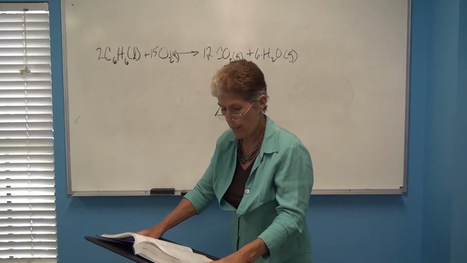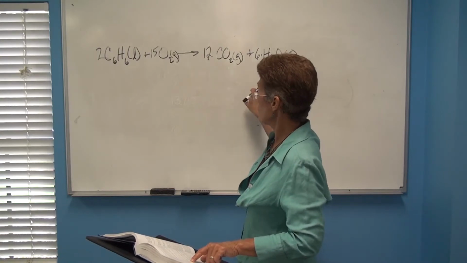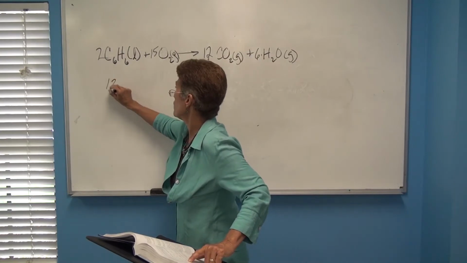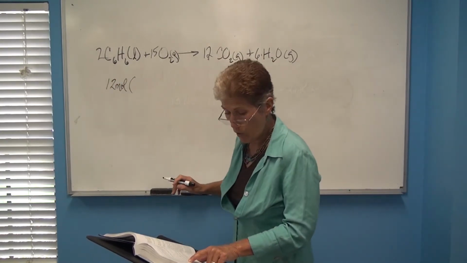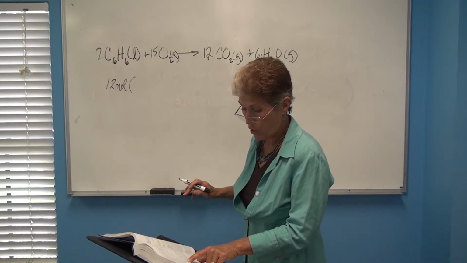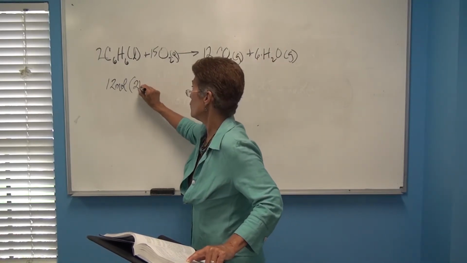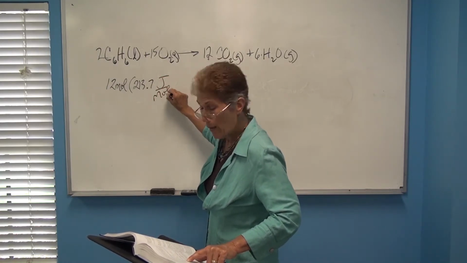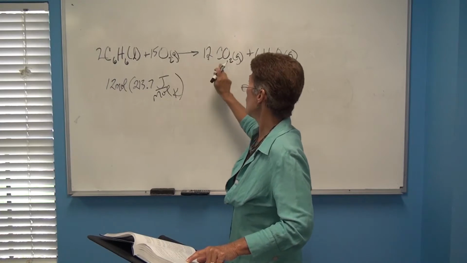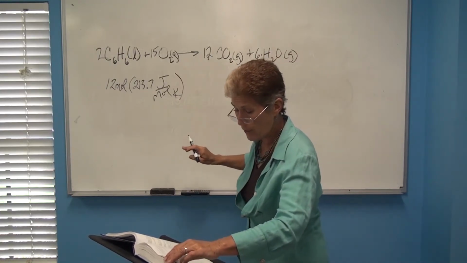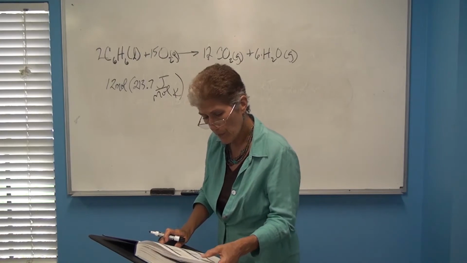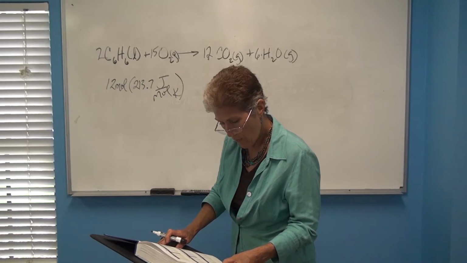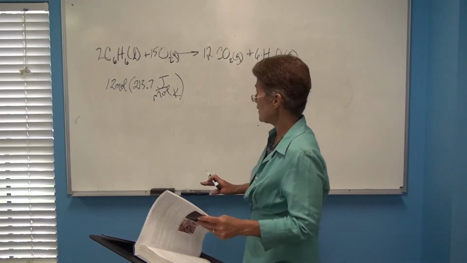Remember, you work from the products, the sum of the products minus the sum of the reactants, and you're going to use your chart. So it's just going to be 12 moles, and you go on your entropy chart, and it is 213.7 joules per mole Kelvin. And remember, this is a gas, so you have to look it up in your gas phase. Yeah, but it's given to you there.